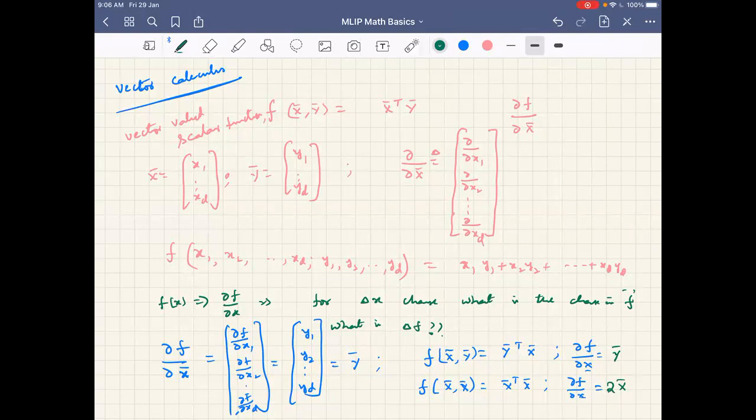I hope all of you are clear on how we get dou f by dou x when you have f of x equal to x transpose x. I hope you are able to see the shared screen. If anybody is not clear on this, please let me know. We will be using this in the subsequent discussions.